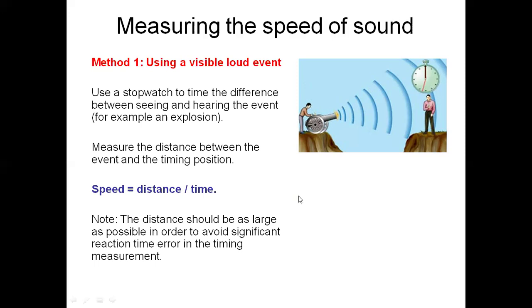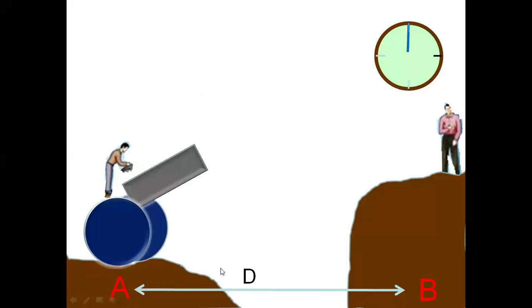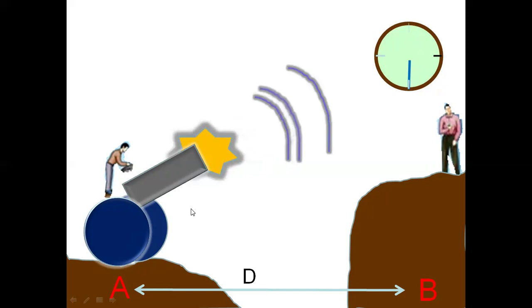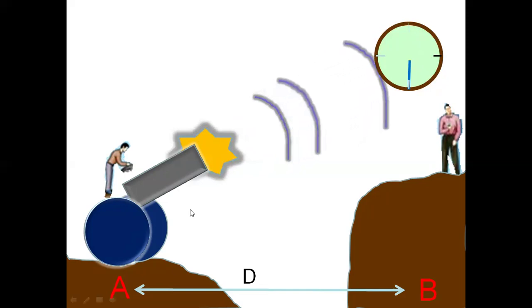Okay, when the gun is fired, on seeing the spark, the person will start the stopwatch, and when he hears the thunder explosion sound, he will stop the stopwatch. So here, this is the demonstration. The distance between the event taking place, that is where the gun is set up, position A, and the position of the person who is timing the event, B, is measured. So when the gun is fired, the stopwatch starts, and the stopwatch stops when the sound is heard. So that time interval will show the time taken by sound to travel from A to B.